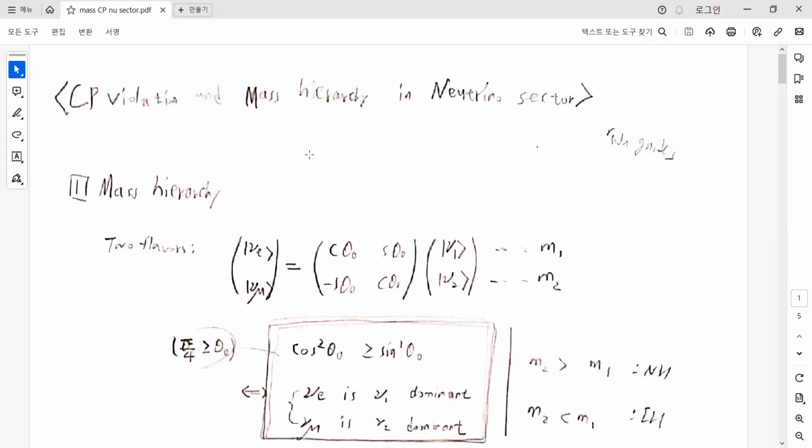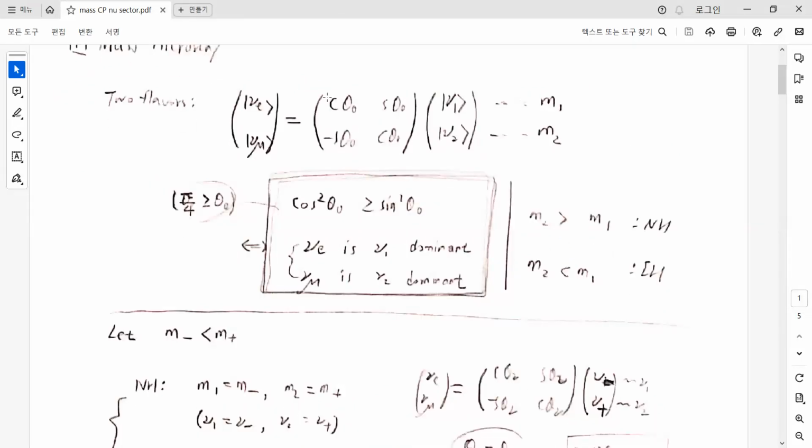For simplicity, consider two flavors. There are flavor eigenstates and mass eigenstates, and the mixing matrix can be written like that, and the corresponding mass eigenvalues are written as M1 and M2. We assume that the electron neutrino is dominated by ν1, which has the mass eigenvalue M1. So the electron neutrino is ν1 dominant, and the mu neutrino is ν2 dominant.